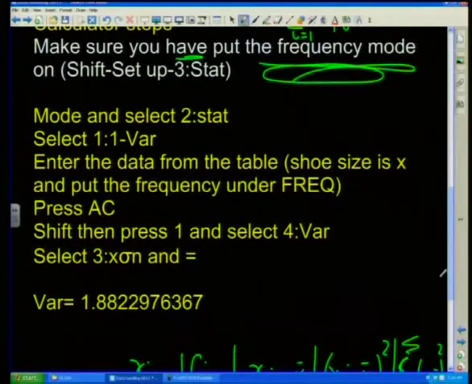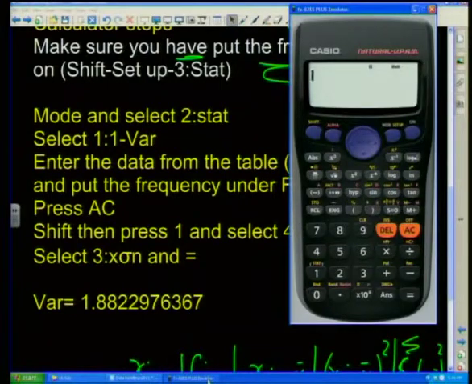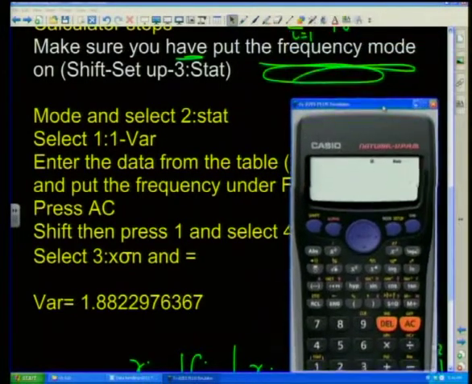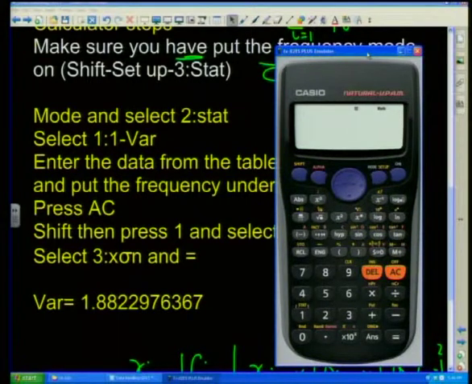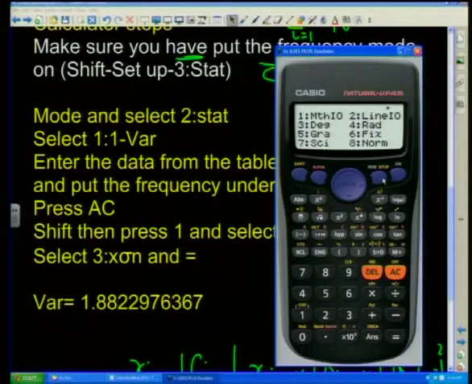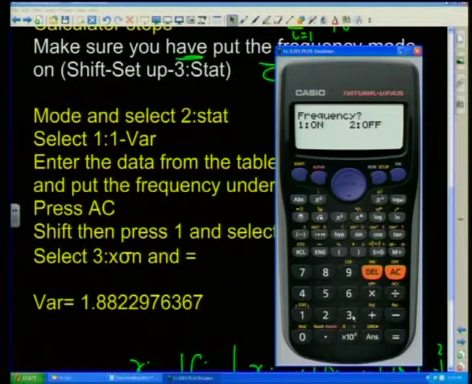Okay, so call up your calculator, or if you've got it at home, just follow on your calculator. To put your frequency mode on, we hit the shift button, setup. Okay, so you get all of these different things coming up. We're going to just scroll down a little bit, okay? And we see that there's a button that says 3 stat. If we hit that button 3, it says frequency 1 for on, 2 for off. So we're going to hit button 1 because we want the frequency to be on.